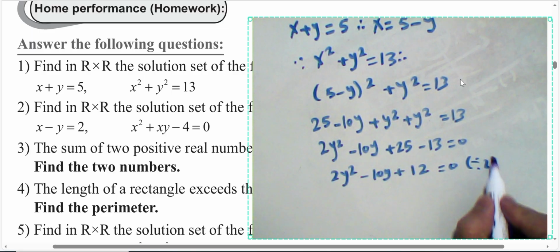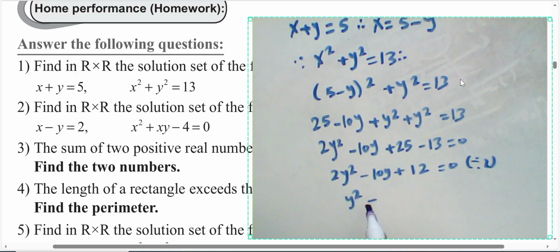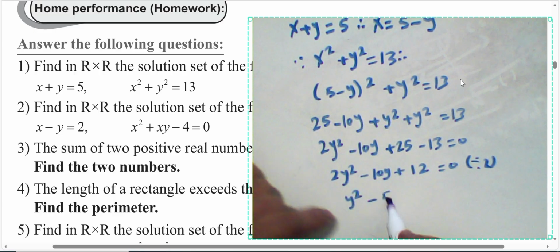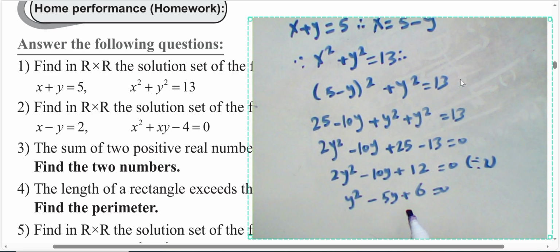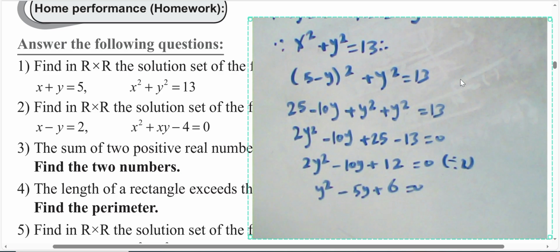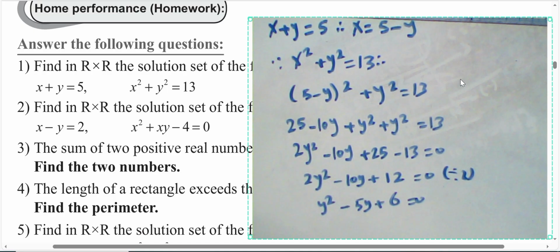Next step, we can divide it by 2 to simplify. We have y power 2 subtract 10 divided by 2 is 5, so 5y plus 12 divided by 2 equals 6. The result will be 0. Now we can factorize this expression to find the answer in the simplest form.